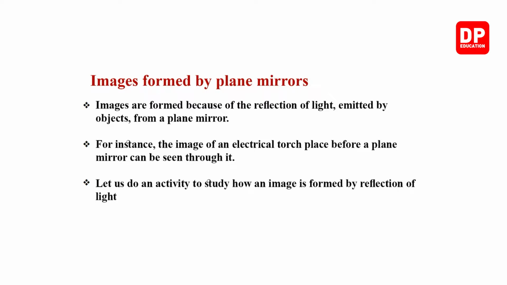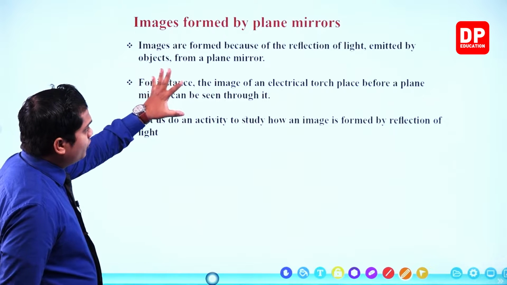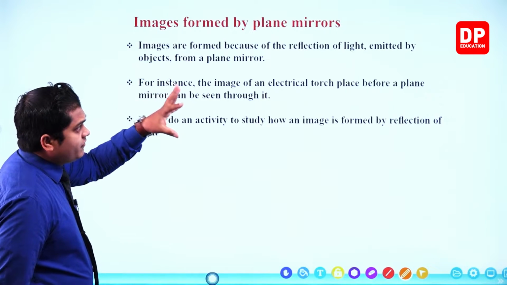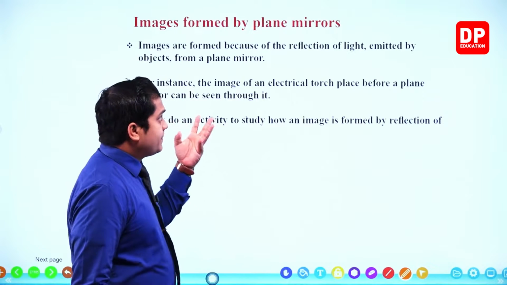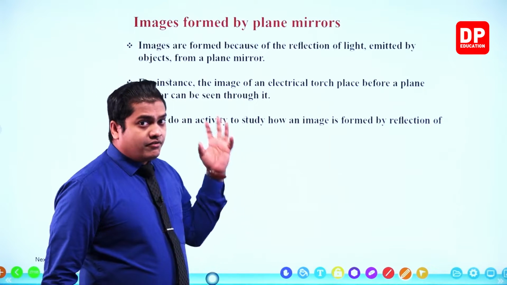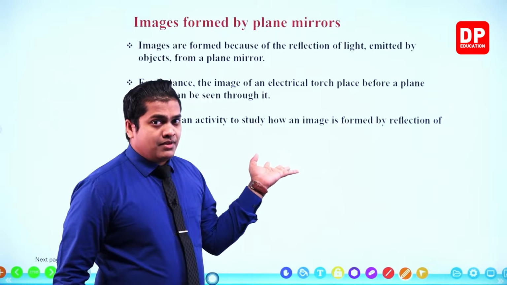Images are formed because of the reflection of light. So we know that images are created because of the reflection of light, which is emitted by objects within the plane towards the plane mirror.